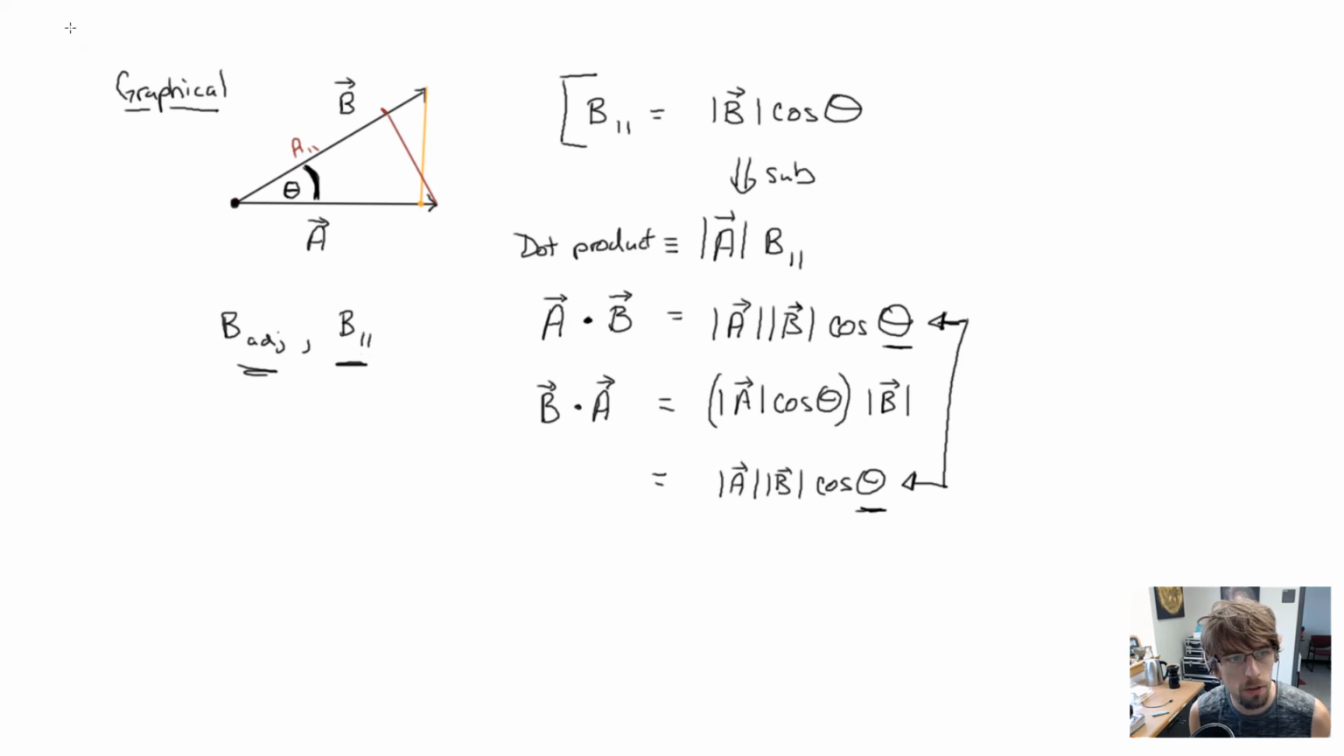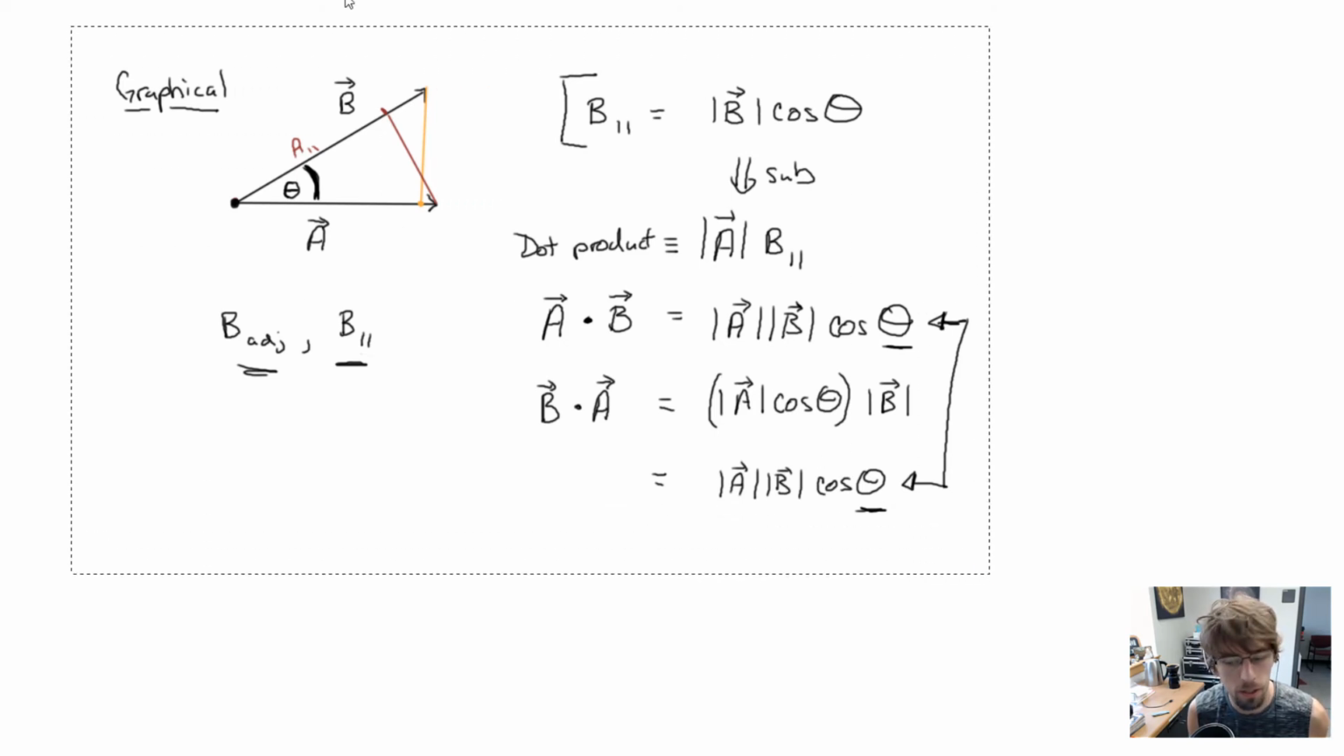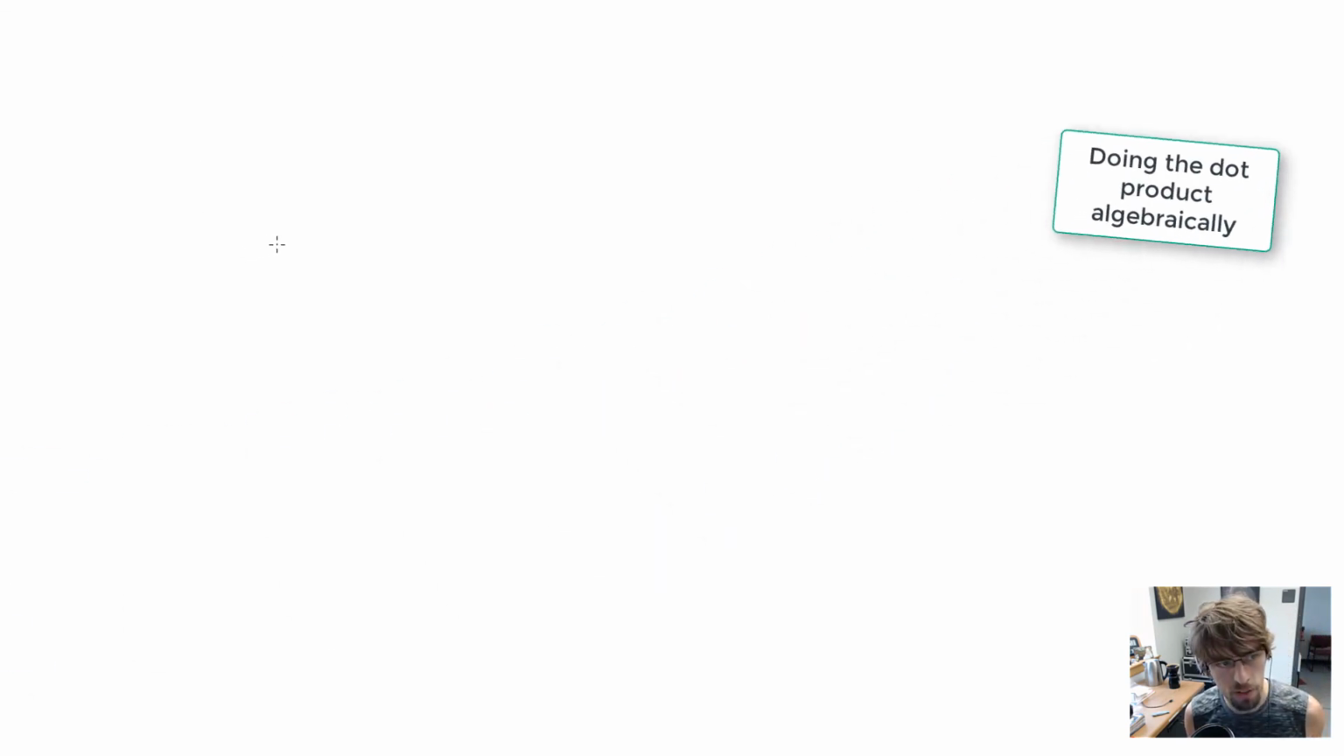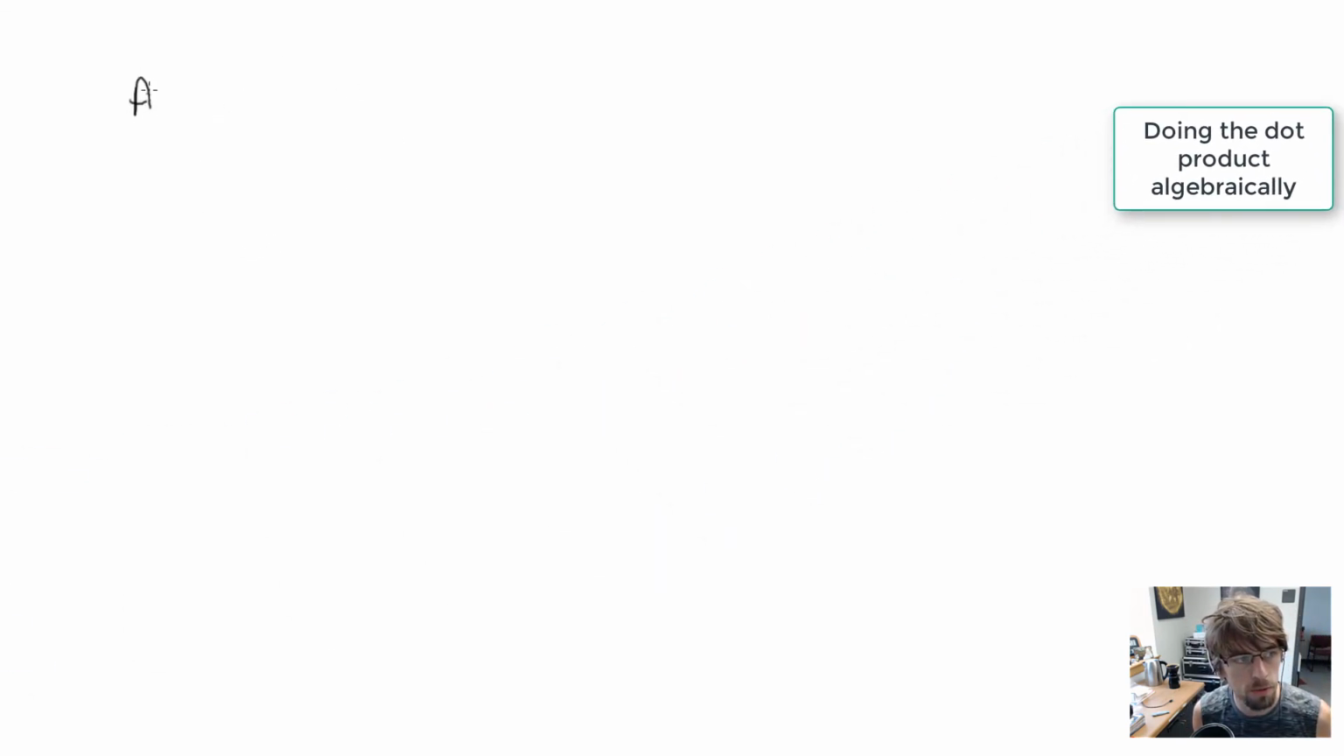So, that being the graphical case, let's go ahead and now we will move on to looking at how we do this algebraically. So how do you do the algebraic dot product?